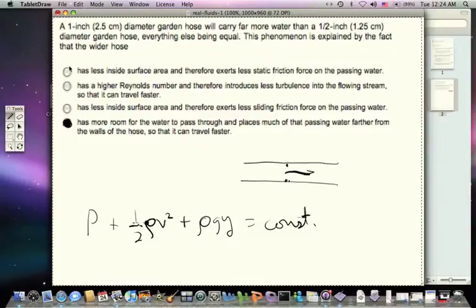It doesn't have anything to do with surface area, and it really doesn't have anything to do with turbulence or Reynolds numbers. It's merely that being far away from the walls means that there are fewer interactions, and so more of the water is able to go faster. And it's a huge effect. In other words, the flow rate, the amount of volume that you get per unit time, depends on the pressure across the pipe.